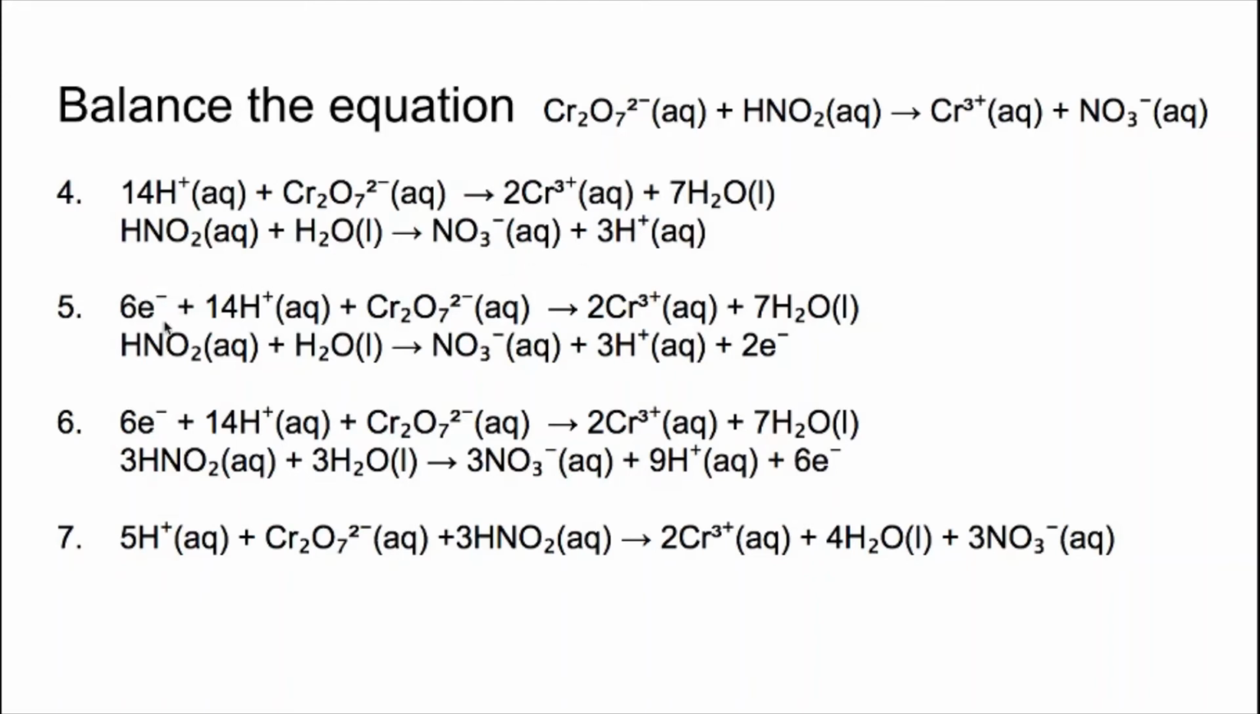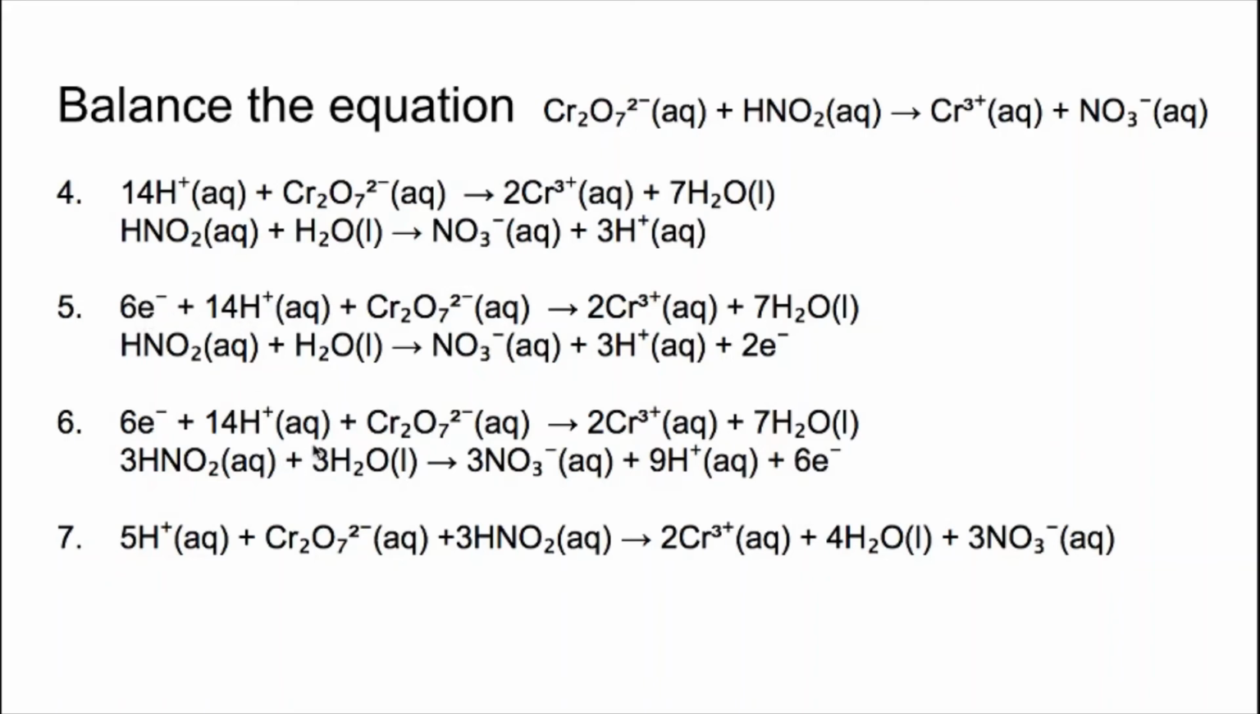Next, you add a number of electrons so that the charge is equal on both sides. So counting the charge, you get plus 3 here and another plus 3 here. So this side has a total of plus 6, and this side has plus 14 minus 2. So that's plus 12. So you want to have plus 6 on both sides, you need to subtract 6 from the left side. You have plus 6 charge on both sides.